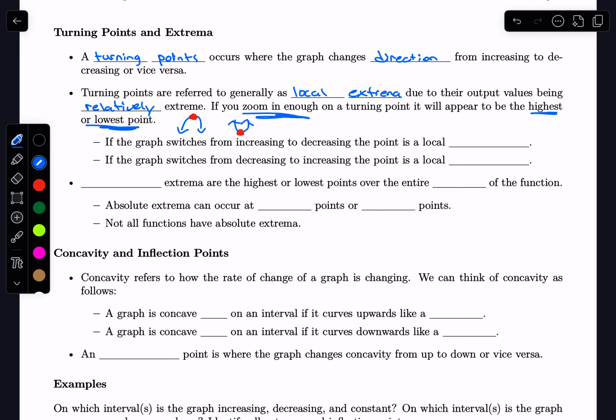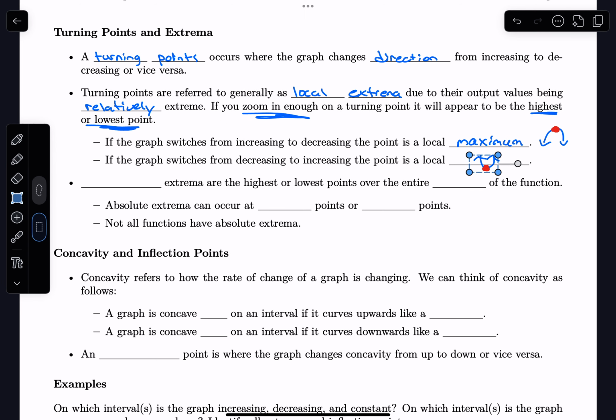Depending on which one of these two cases you're in, high point or low point, you're either going to be going from positive to negative or negative to positive in terms of slope. So if the graph switches from increasing to decreasing, the point is a local maximum. And that is the first example over here that I drew. So I'll actually move this little doodle over to here. Okay, it goes up and then it goes down.